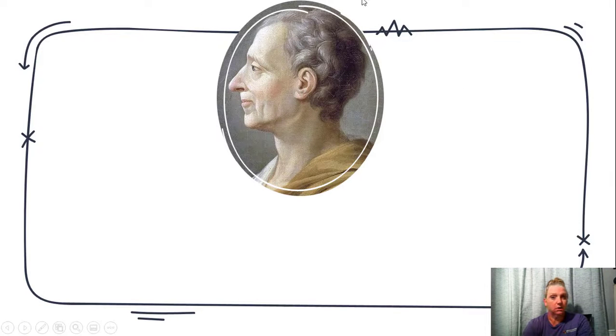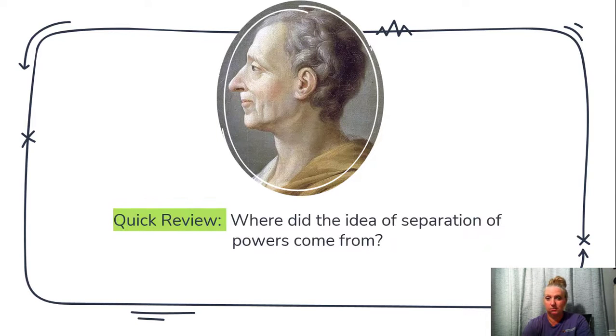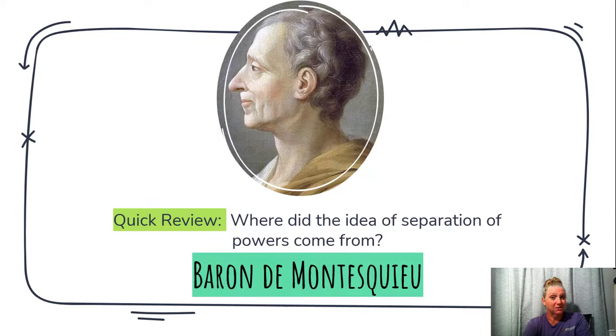Okay, so do we know who this guy is? Do we recognize him? We've talked about him before, way back in Unit 1. Maybe this will help you. Where did the idea of separation of powers come from? What person suggested it? And we talked about it back in Unit 1. We touched on it again in Unit 2 when we were talking about the Enlightenment and the social contract theorists. Did you say Baron de Montesquieu? Hopefully, but if you didn't, it's okay. Just keep this in mind as we go forward.